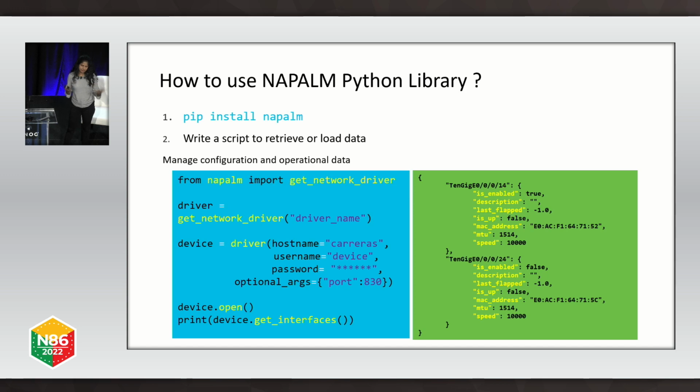So I have imported get network driver from the NAPALM, and I've provided the driver. You can provide any driver name like IOS-XR, IOS, NX-OS, or EOS, JunOS, etc. And to this driver, just provide the credentials of the device, the hostname, username, password, and the port number, and then call open. Once you call open, it logs into the device using the credentials provided in the previous step. Then once you call get interfaces or any getter from the NAPALM, it's going to return a dictionary with all the details of what you're retrieving.